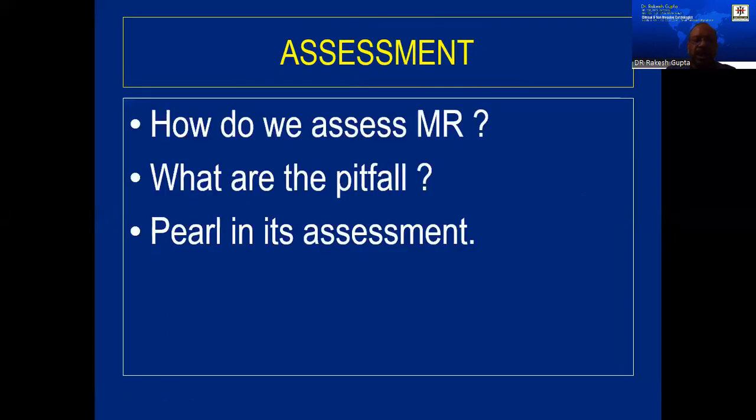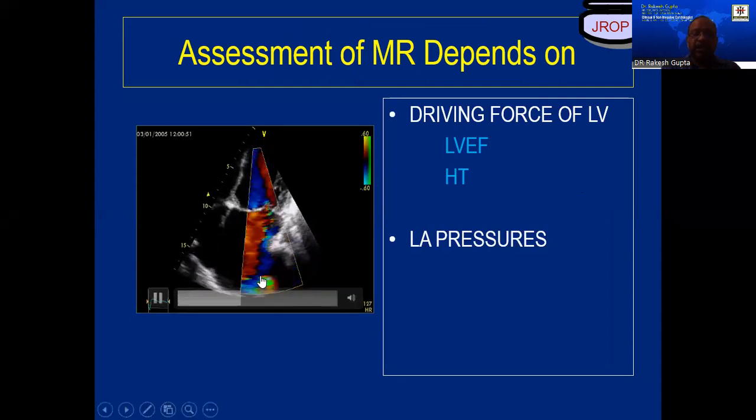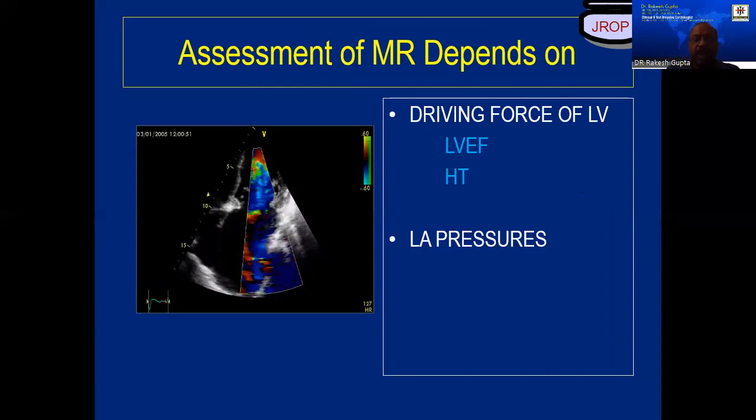Next question comes, how do we assess mitral regurgitation? What are the pitfalls and the take-home messages or pearls in its assessment? Look, this is what I was saying, still the most common thing in the armamentarium. Anybody will look at this and say, hey, it's a severe eccentric jet of MR. Are we really correct?